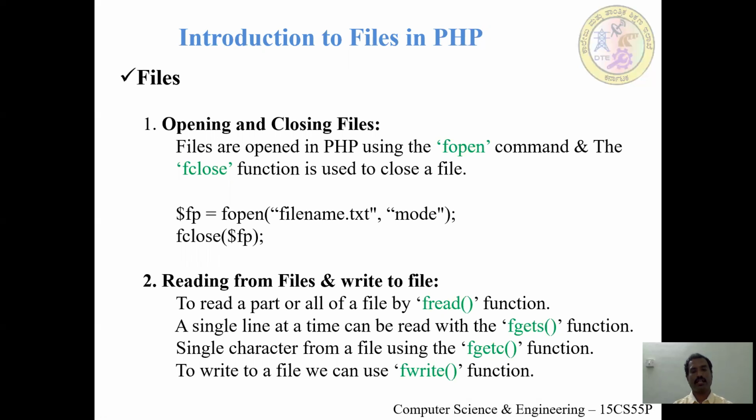To read data from a file, we have a function called fread. To read the complete content of a file or a part of a file, we can use the fread function. If you want to read a single line, you can use the function fgets. To read a single character, the fgetc function can be used. To write to a file, we can use the fwrite function. And the remaining parameters, we will understand whenever the function comes.